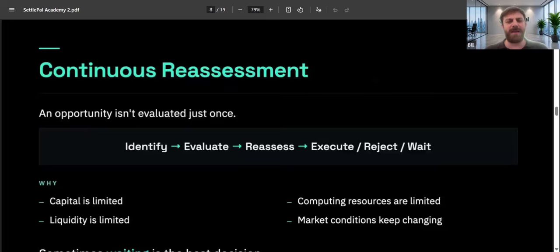So the important thing to understand is that an opportunity is not evaluated just once. It is continuously reassessed. The process is a lot more like this: identify, evaluate, reassess, then execute, reject, or wait. The final option is really important because sometimes waiting is the best decision that you can make. Professional trading is not about reacting to every price difference. It's about continually asking, is this now the right decision? If the answer is yes, the opportunity can continue. But if the answer is no, the platform can reject it and move on.